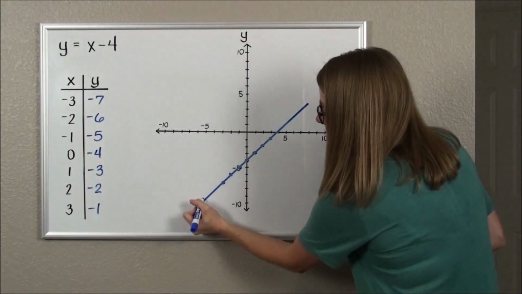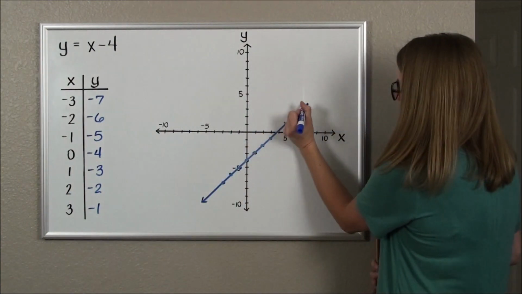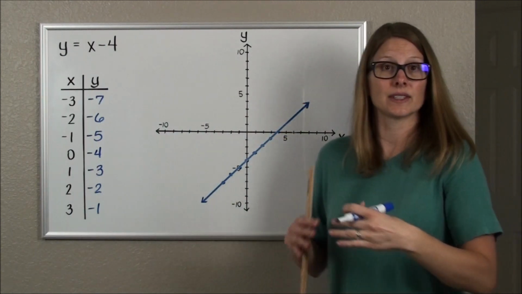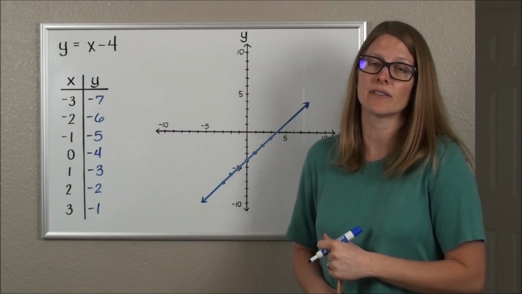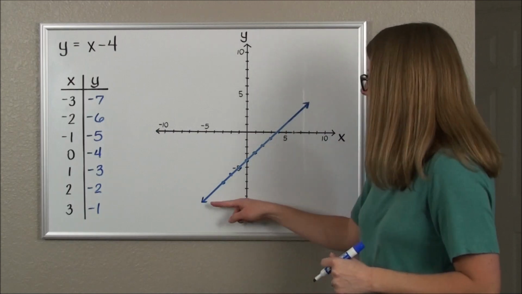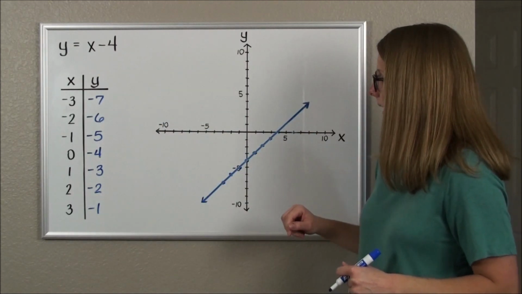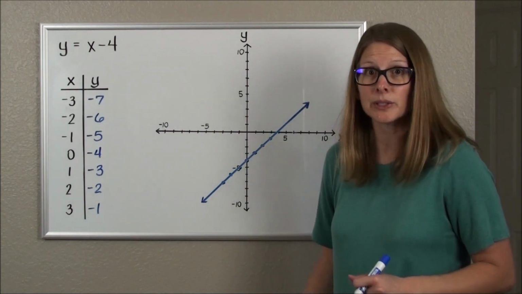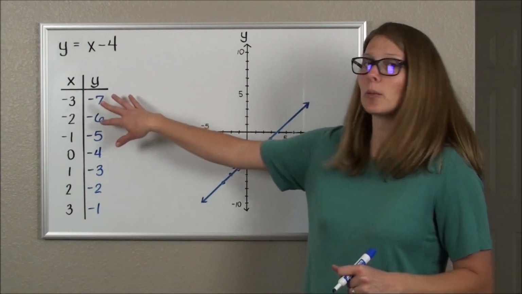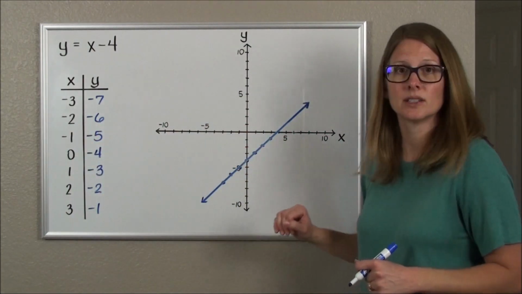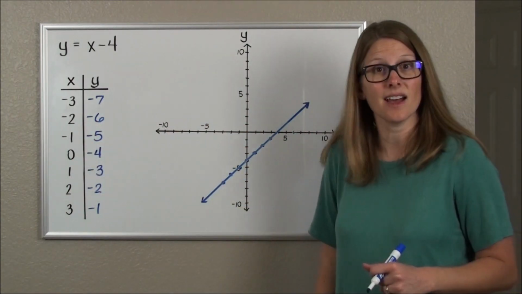Once I've done that, I do need to put arrows on the ends of this line. If I didn't have arrows, I would not know that this line continues in the same fashion forever, but it ought to. So straight lines for these linear equations will have arrows. And that's really all there is to it. So we'll take a look at a few more examples where, again, we're filling in our table of values, turning those ordered pairs into points, and then just connecting the dots.